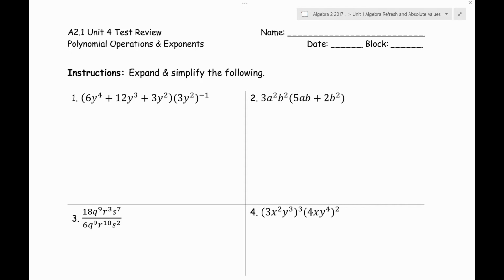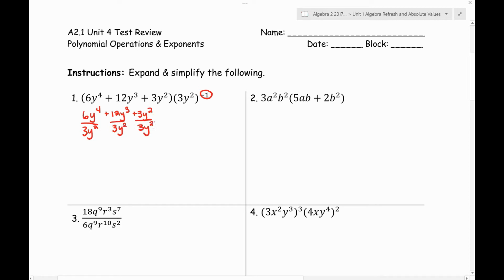Okay, welcome everybody. So we're going to do the Unit 4 test review on polynomial operations and exponents. The first one we're going to do is a simple division of a polynomial and a monomial. We're going to rewrite this because it has an exponent of -1 as a division of 6y to the fourth plus 12y cubed plus 3y squared, all divided by 3y squared. Now, I would suggest you write this as 3 separate fractions so that you can reduce them individually.